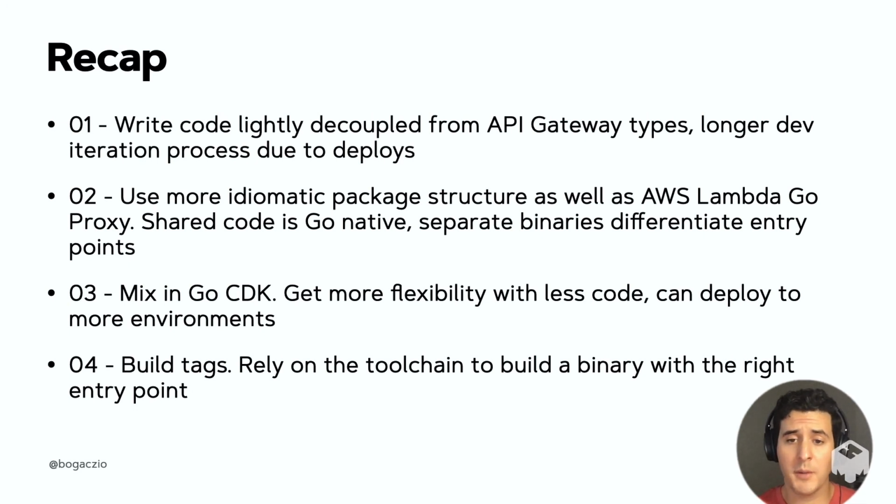Then we iterated a bit more. We brought in the Google Cloud Development Kit, and we were able to expand and deploy to a whole new environment. We were able to delete code. And finally, we looked at build tags, and if we were to summarize the difference between build tags and the separate binary approach we were using earlier, it's effectively deferring the responsibility to the Go toolchain as to which files should be included for different scenarios.